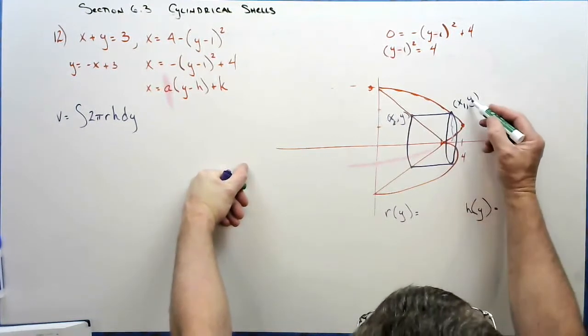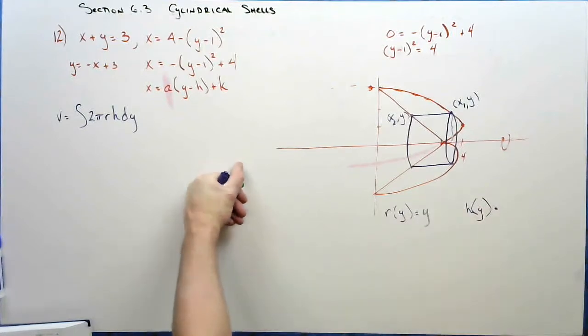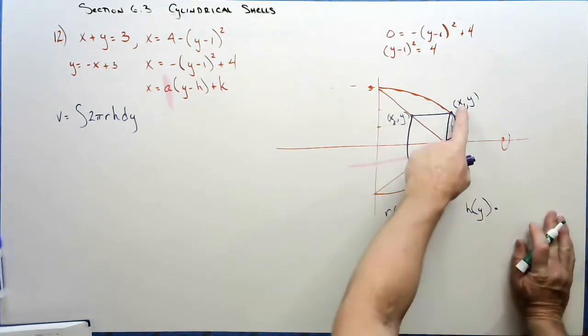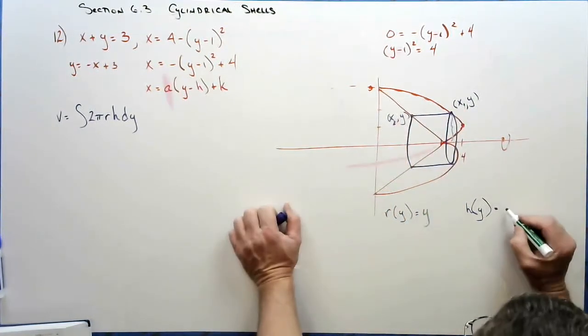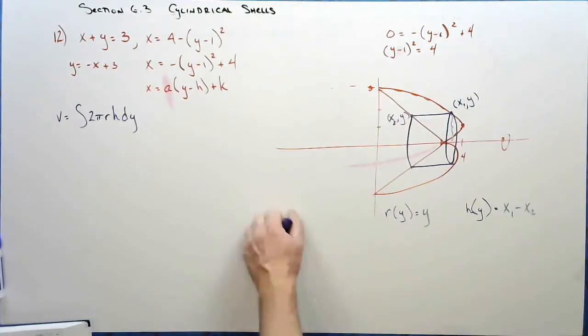That goes from the x-axis up to this point. So our radius is going to be y. So we don't have to do any work there. It's already in terms of y. That's wonderful. But our height is going to be the right-hand x minus the left-hand x. So that's going to be x of 1 minus x of 2.